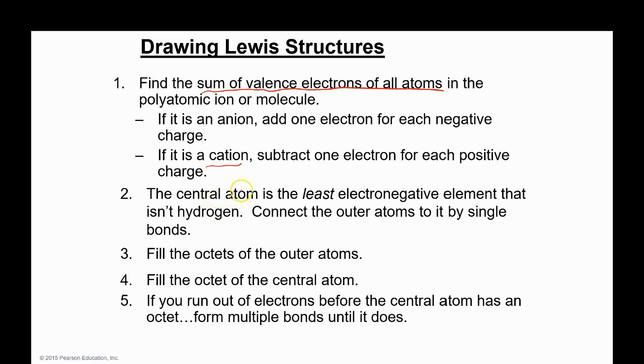And then we need to find the central atom. It's the least electronegative element. Also, many times the compound is in the format of, let's say, AB_n, where n means greater than 1. Then we just put the A in the center, if A is a single atom. For example, CO2, we put the carbon in the center because there's only one carbon, and then you put the oxygens around it.